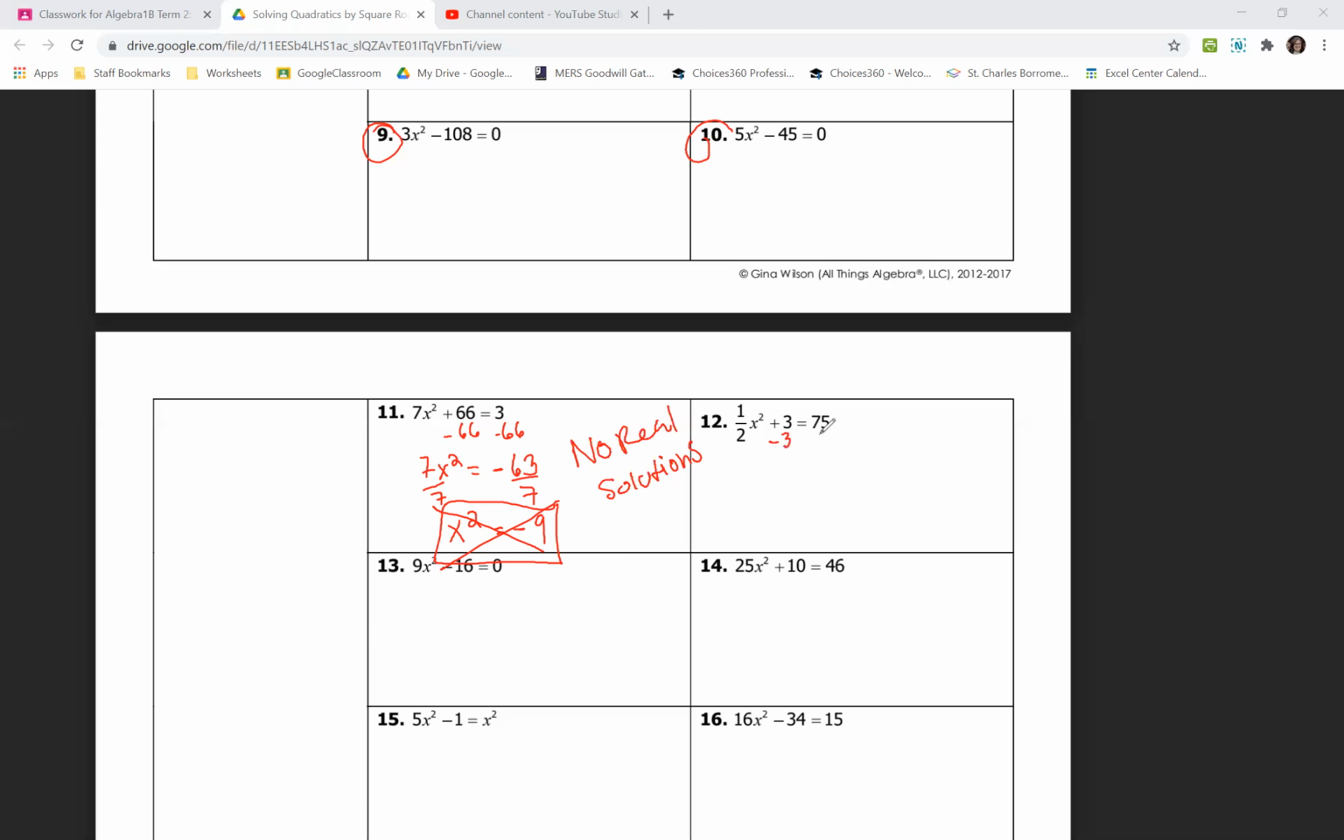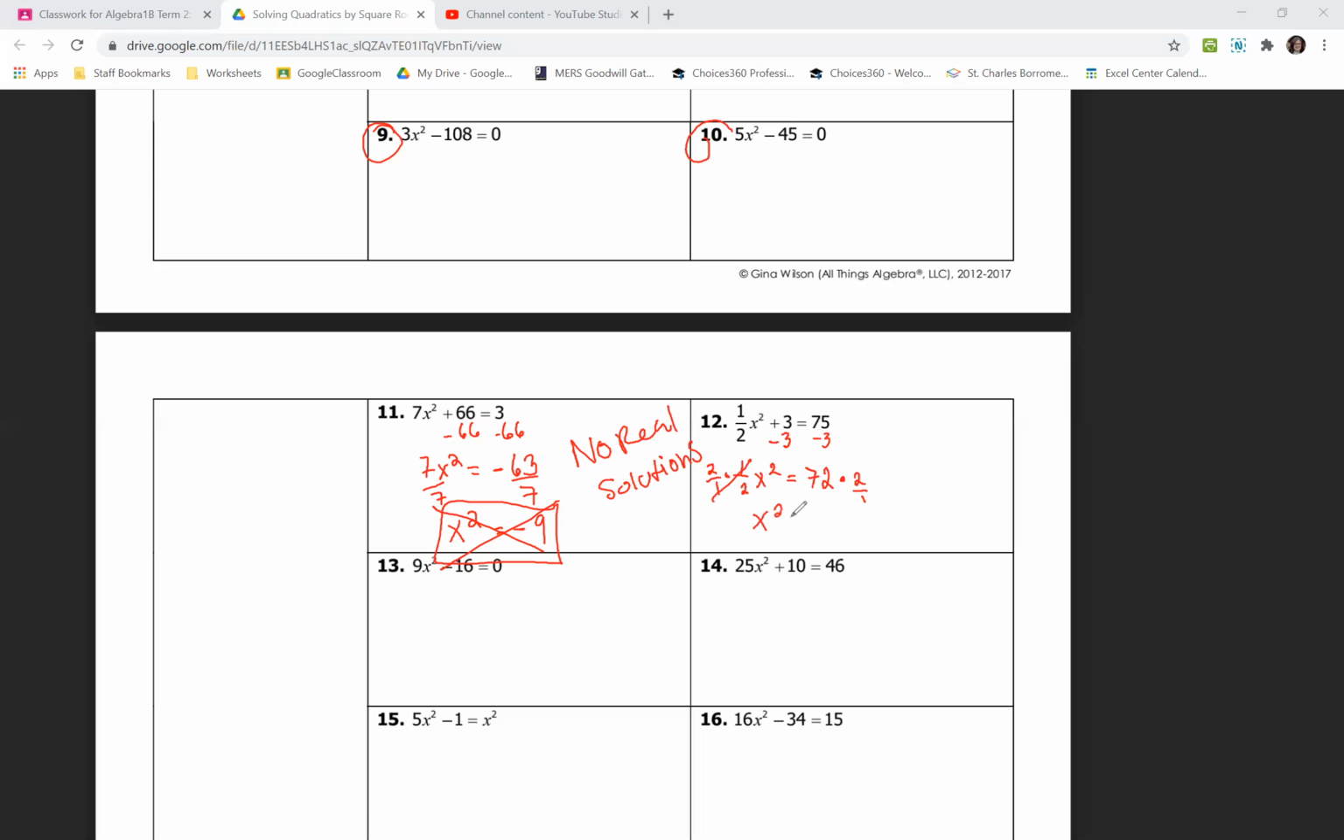I'm going to subtract 3 from both sides. So I have 1/2 x squared equals 72. I'm going to multiply by the reciprocal to get rid of that fraction. Okay, so those go away.